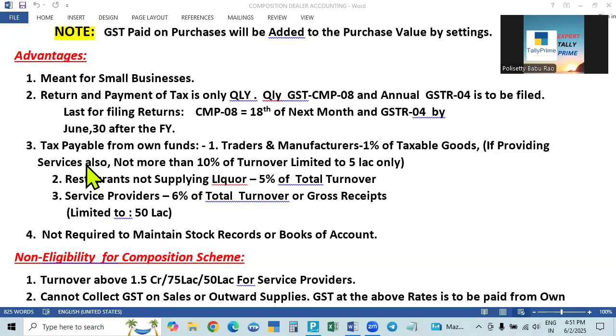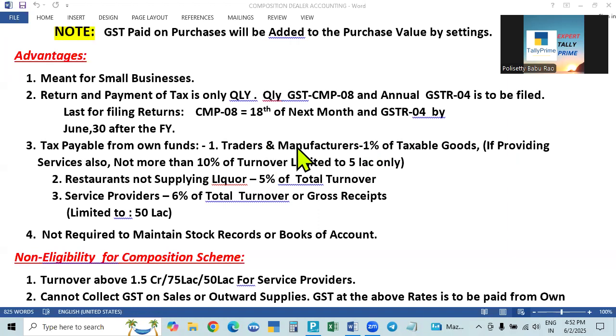If the value of service given is not more than 10% of the total turnover, that is the turnover of goods, and not more than 5 lakhs, on the taxable turnover you are making, then he is treated as a trader and manufacturer. Under this category, he has to pay 1% only. He has to pay 1% only on the taxable goods, and the services are not more than 10% of the turnover and also not more than 5 lakhs. So in such a case, 1% only.